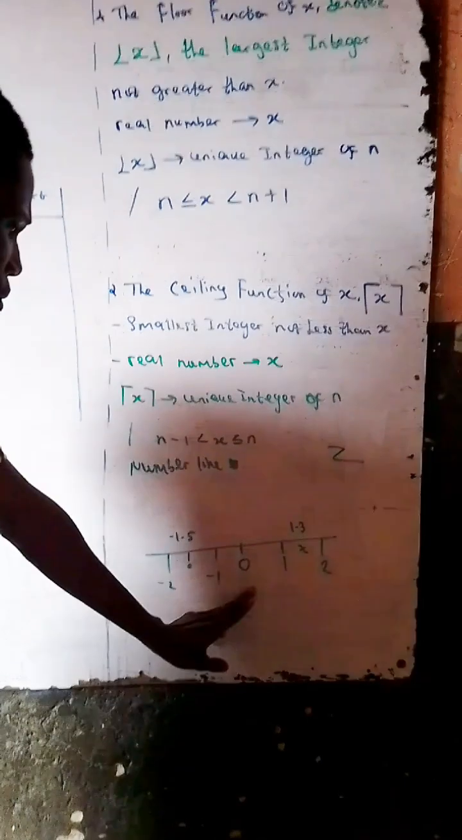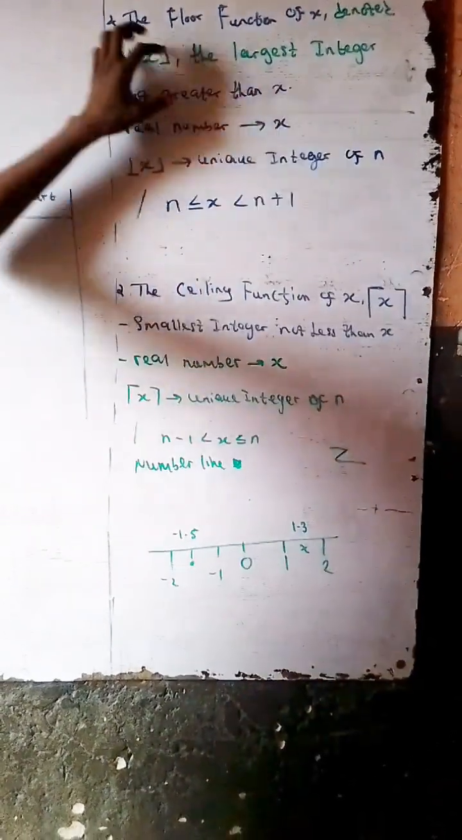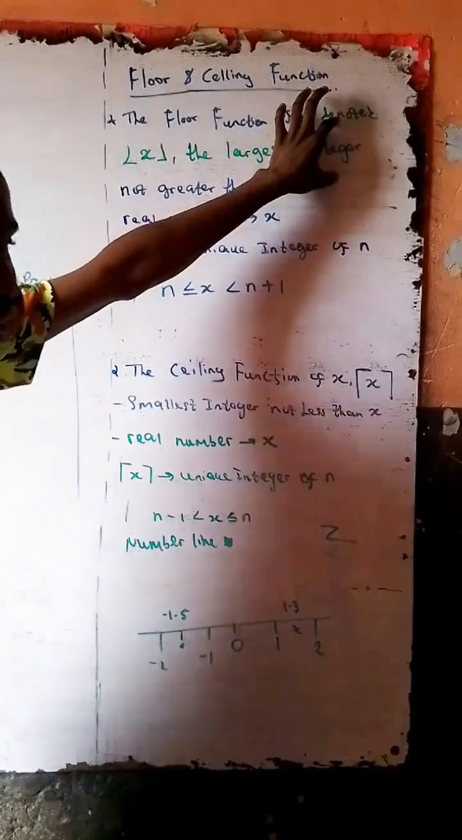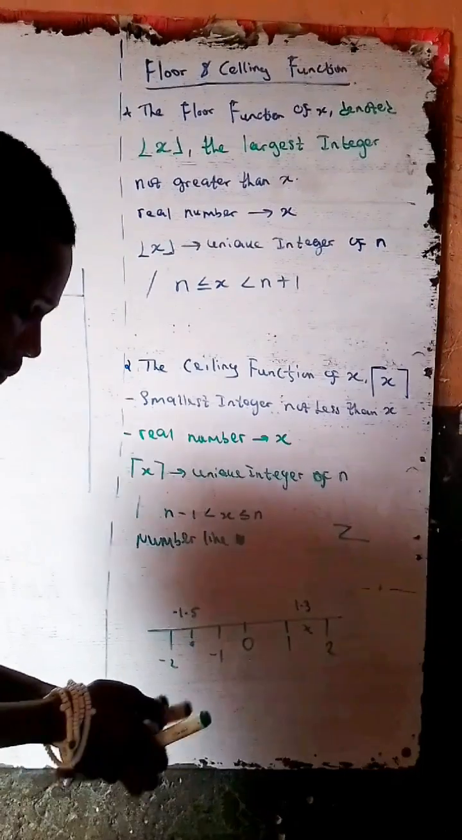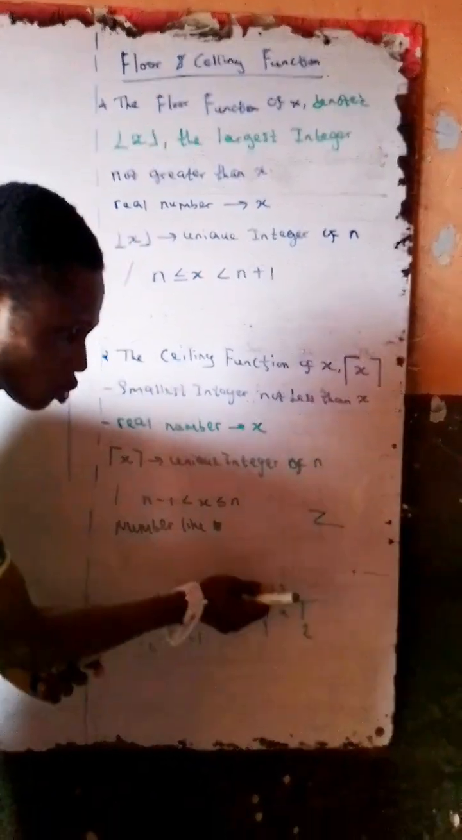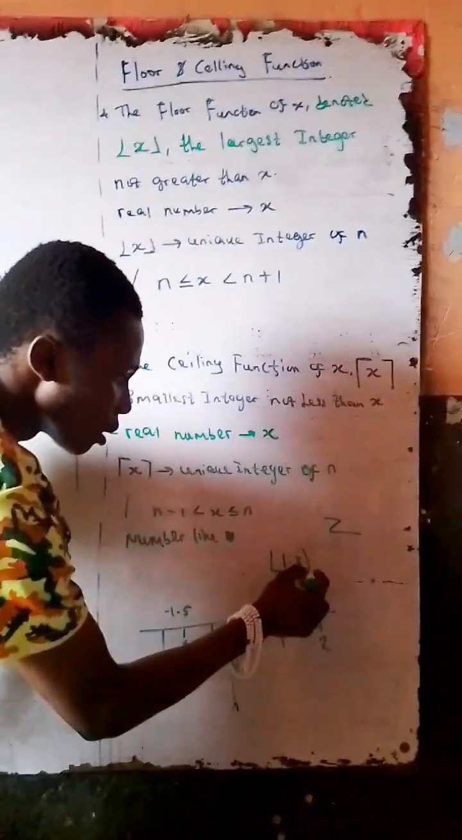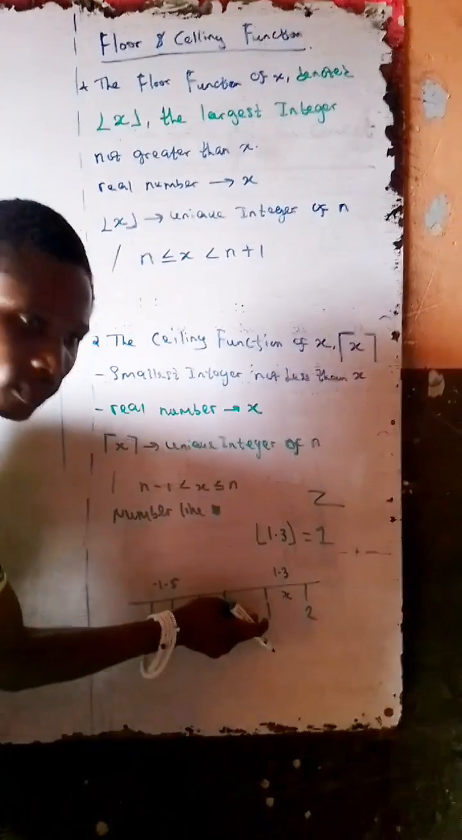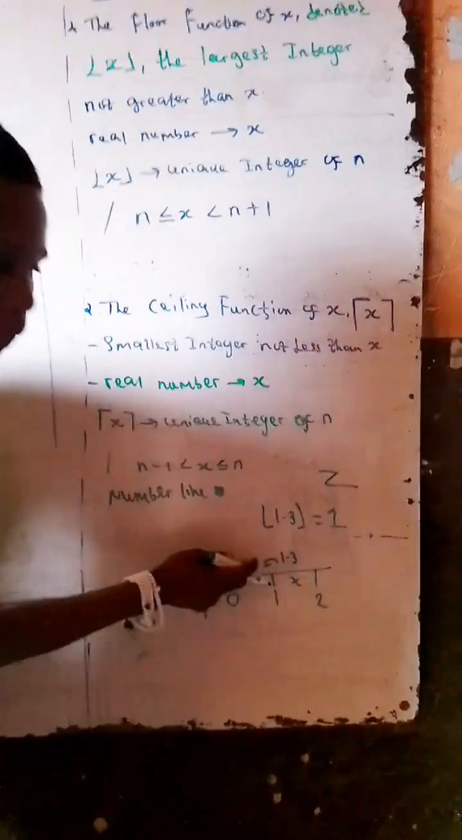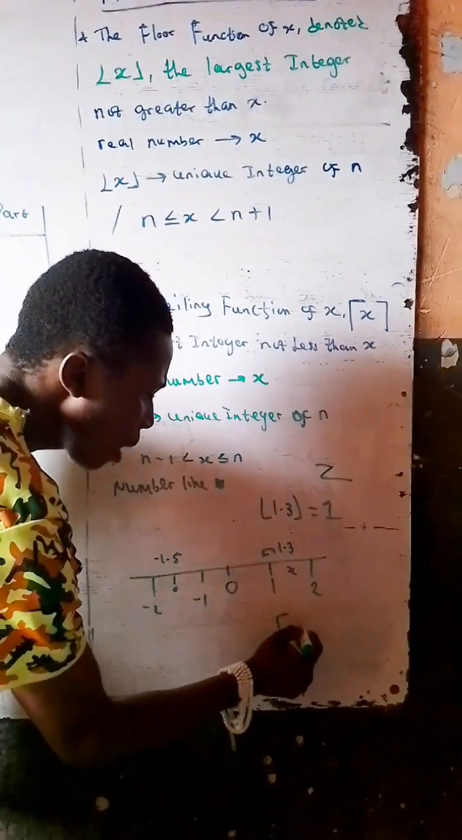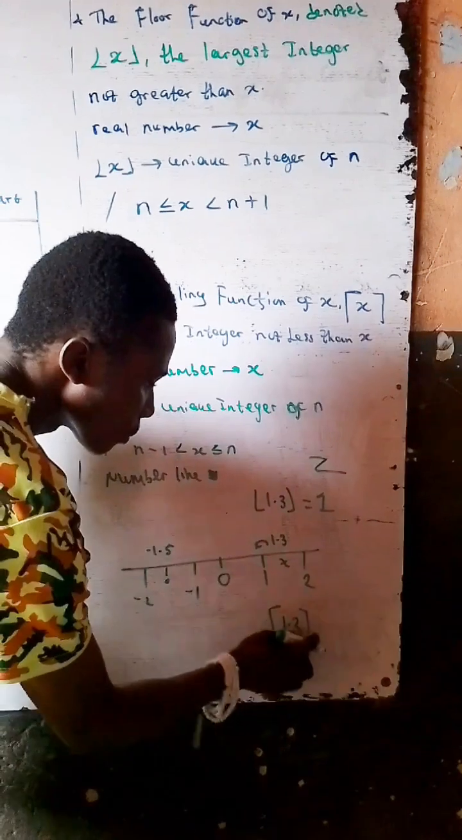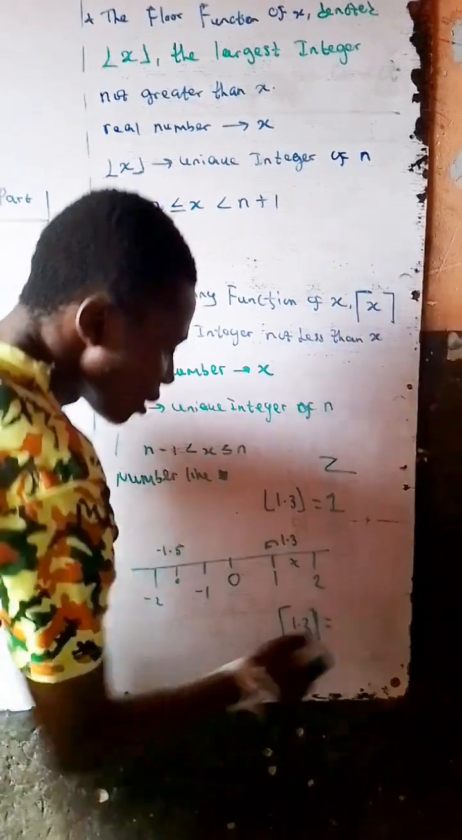Now, since you have 0 in the middle here, it says the largest integer, listen, not greater than this x. So the floor function of 1.3 cannot be greater than x, which is 1.3. That is, the floor function of 1.3 here will be equal to 1. Here, floor.